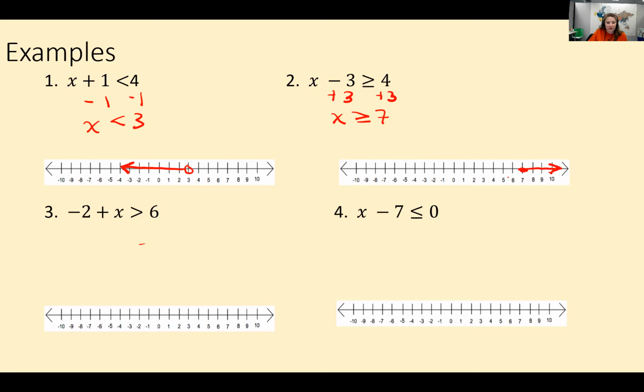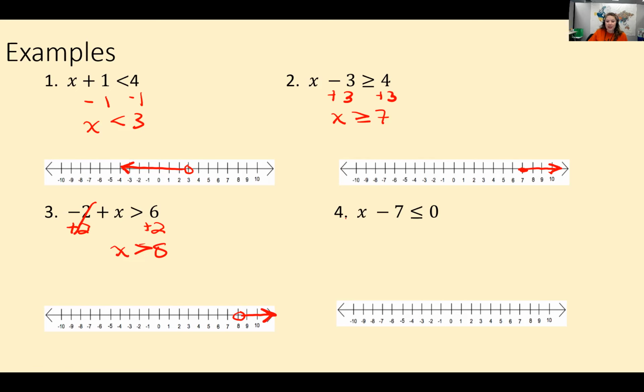There we go. The next one, my x is over here on the left. I want to get rid of a -2. We haven't done too many of these, but the only way to get rid of a -2 to get to 0 is to add 2. So I'm going to add 2 to both sides. So -2 plus 2 is 0. So I bring down my x, I bring down my greater than sign, and 6 plus 2 is 8. So I go to 8, I leave my circle open because it doesn't say "or equal to," and then my arrow points to the right.